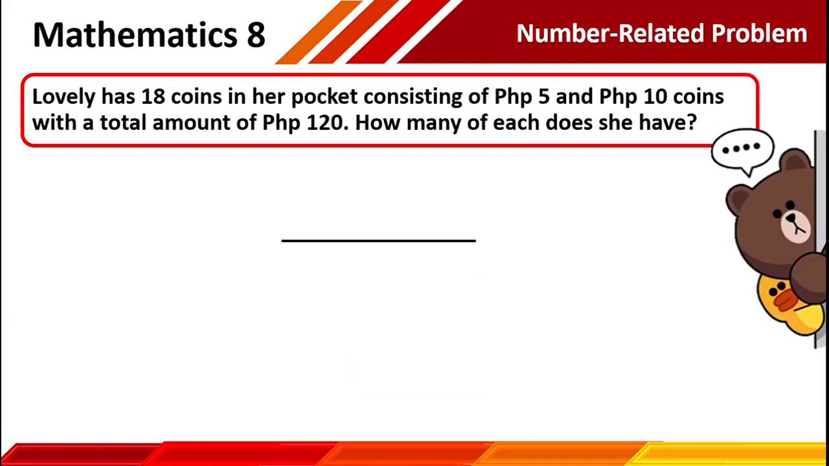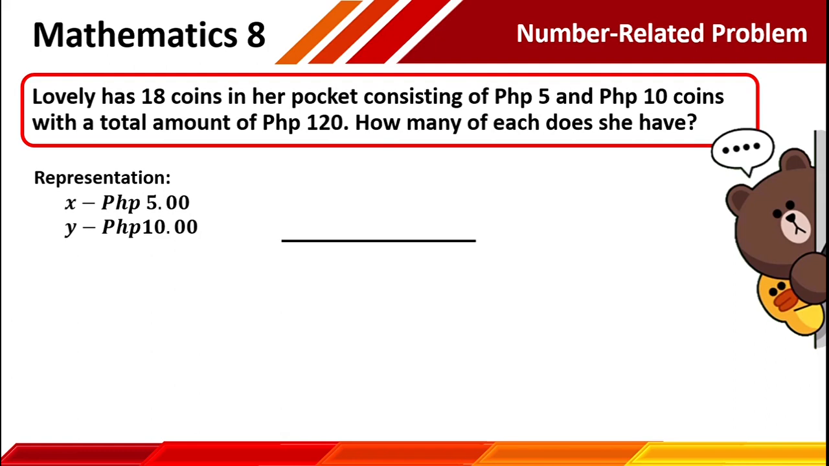Last problem. Lovely has 18 coins in her pocket consisting of 5 peso coins and 10 peso coins with a total amount of 120 pesos. How much of each does she have? So the first thing that we need to do is to create the representation. And as you can see here, we are not looking for the numbers. We're looking for how many 5 peso coins and how many 10 peso coins she has in her pocket. So we can represent x by the number of 5 peso coins that she has, and the y variable as the number of 10 peso coins that she has.